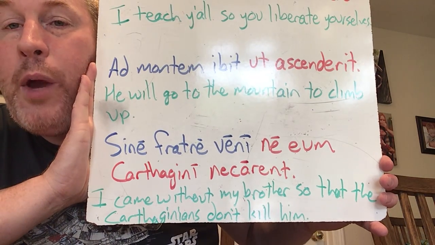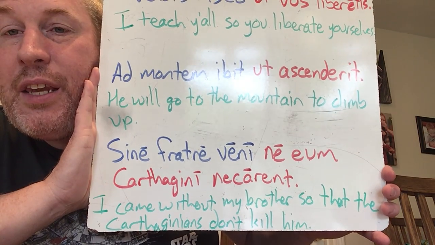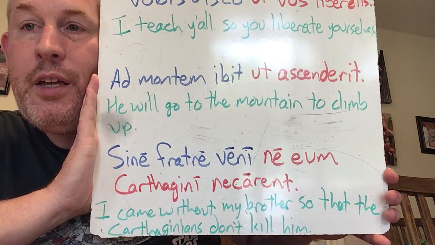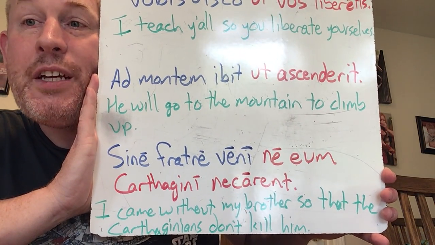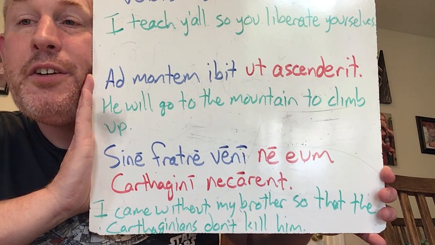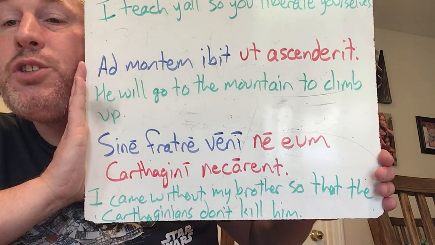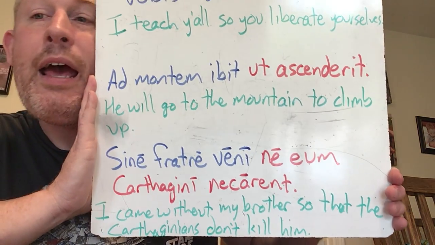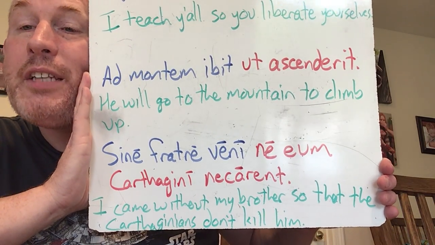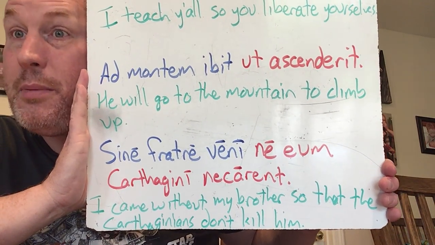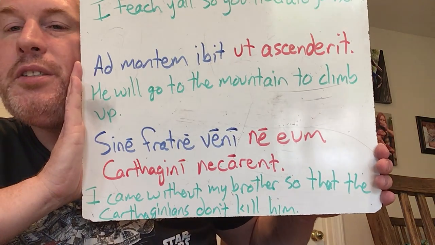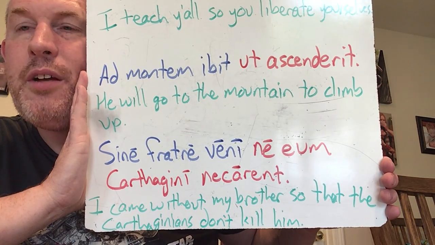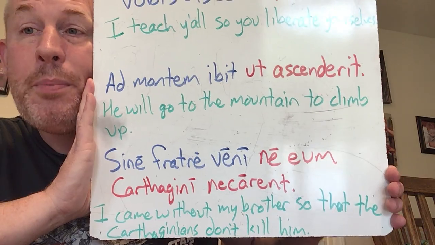Sine fratre veni ne eum Carthaginienses necarent. Okay? Now, veni is perfect, which means we're in secondary sequence. And notice that my secondary sequence is being followed. I'm still in the same sequence. So I came without my brother so that the Carthaginians don't kill him, as would be expected. So by putting a sentence in the proper sequence, you can actually say a lot of things about the Carthaginians. But notice that these are all purpose clauses. There's no other reason why there's an ut or ne plus the subjunctive. There's nothing else that's there. So that means that it's a purpose clause, okay?